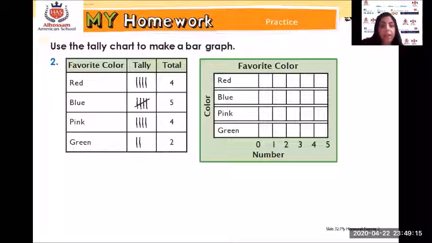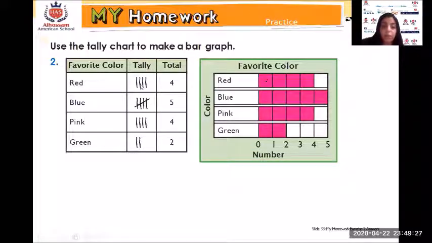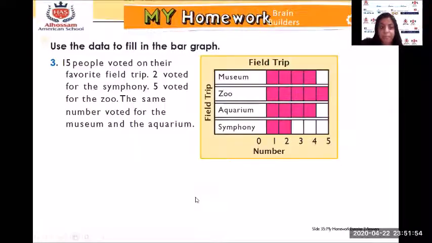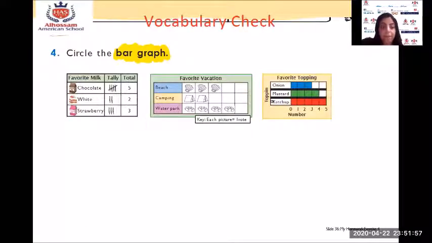Use the tally chart to make a bar graph. I'm gonna look at the number of the tallies here, and each tally equals 1 box. It's gonna be like that. 4 tallies, 4 shaded or colored boxes. 5 blue, the same for pink and for green. Hard or easy? Super easy. Circle the bar graph. Which one is a bar graph? This one, tally chart? Nope. And this one, which has the picture graph? Nope. This one? Yeah.